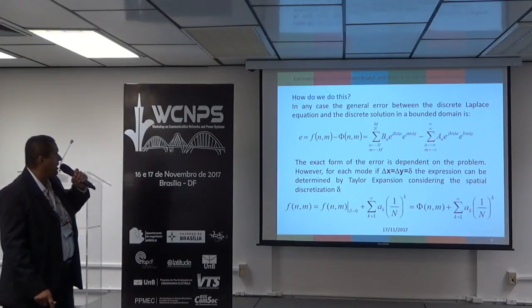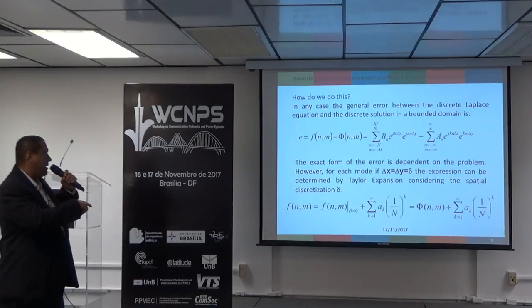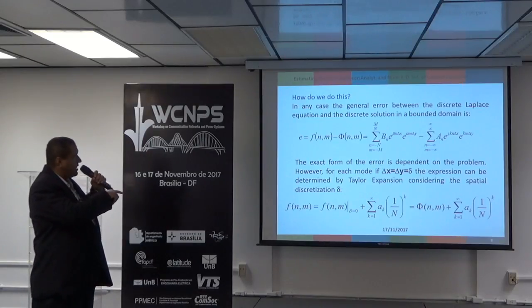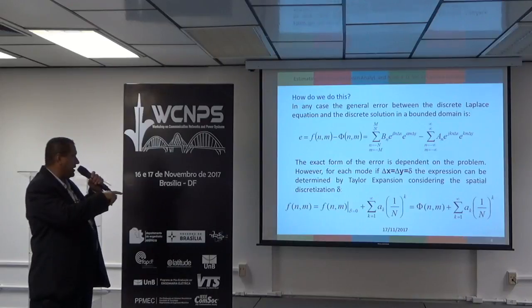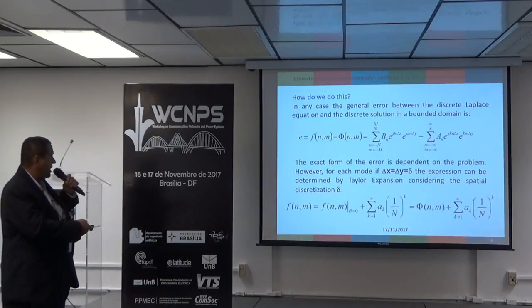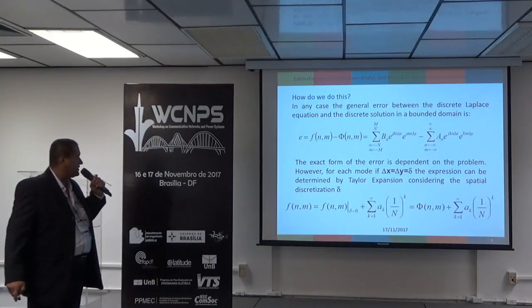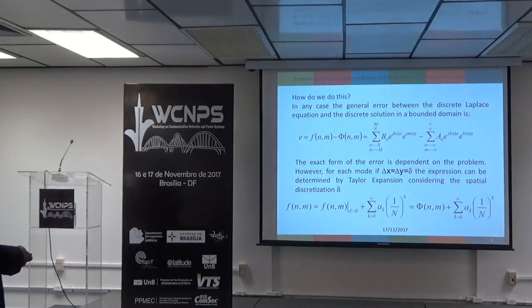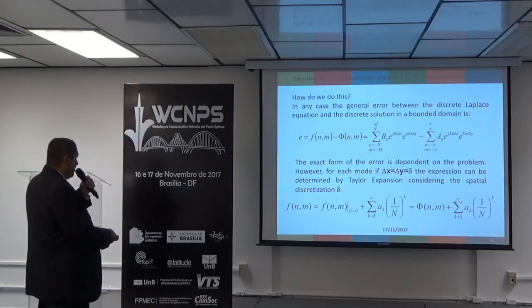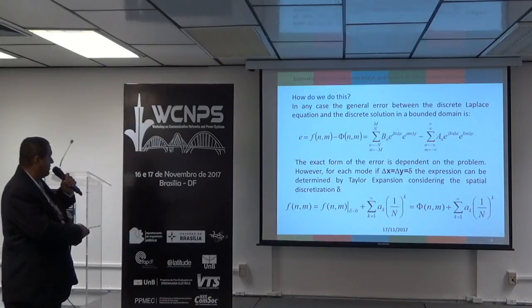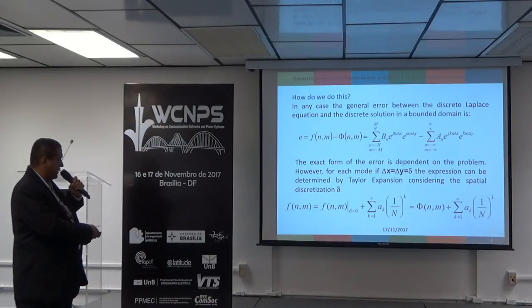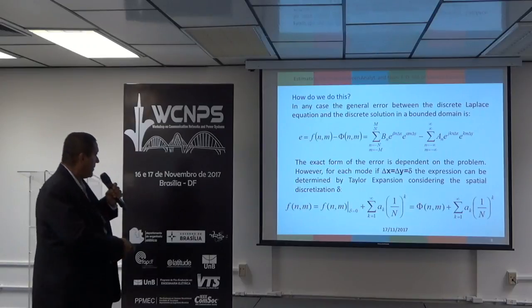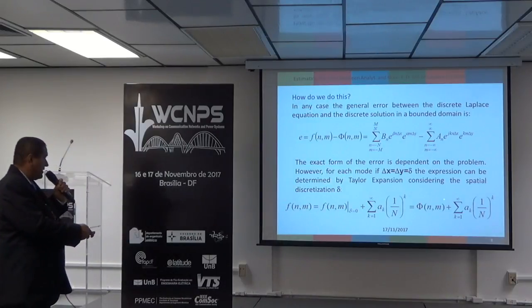The exact form of the error is dependent on the problem. However, for it mode, if delta x equal to delta y equal to delta, the expression can be determined by Taylor expansion, considering the spatial discretization delta. So, we have this approximation by Taylor. F of nm is f of nm in delta equal to zero plus the sum. This is the polynomial error generator. And we can simplify to this.